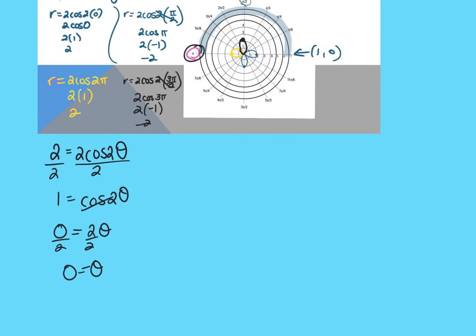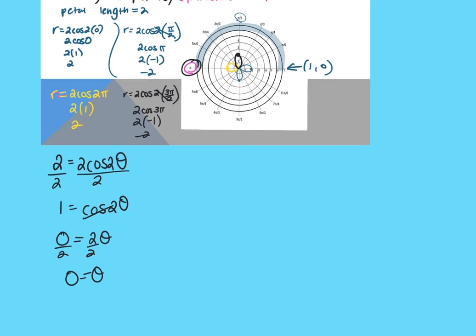So I could also find the petal length by working backwards. You can either plug and check, like we did, or you can work backwards by making r whatever your petal length is, and then solving for theta. That works every time. And that shows that it's symmetric. That tells me that my petal is here, and then because I know it's symmetric to the polar axis, I would figure out the other ones.